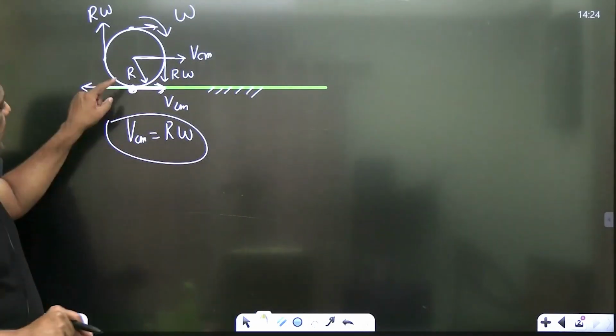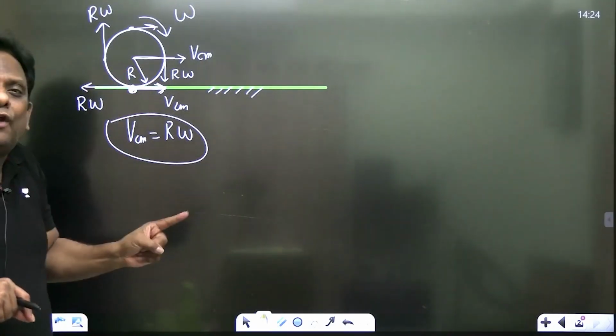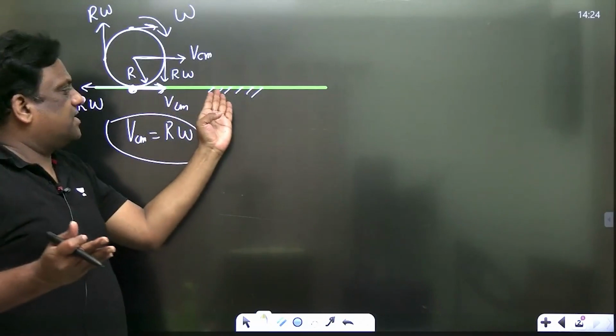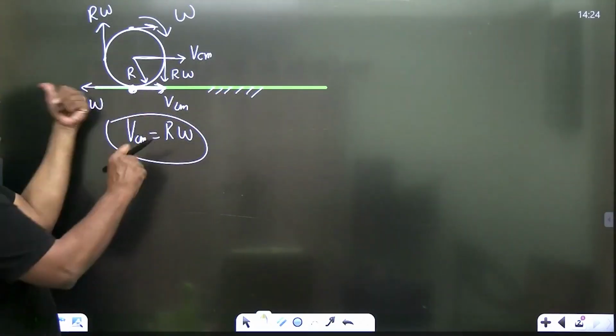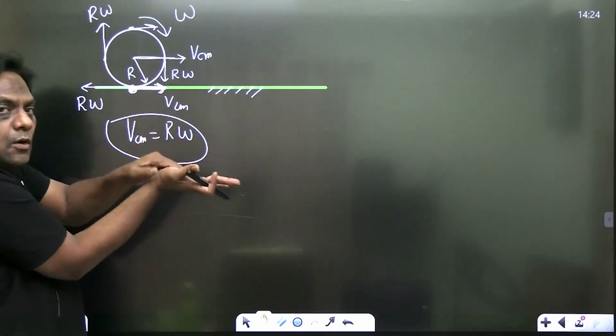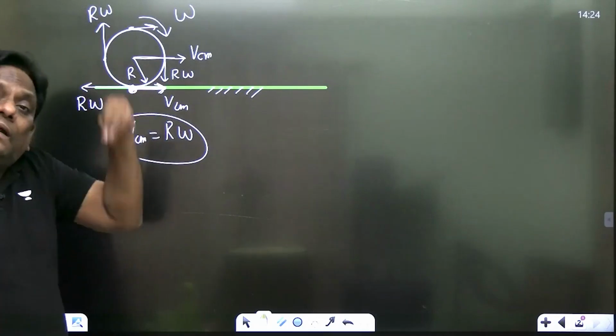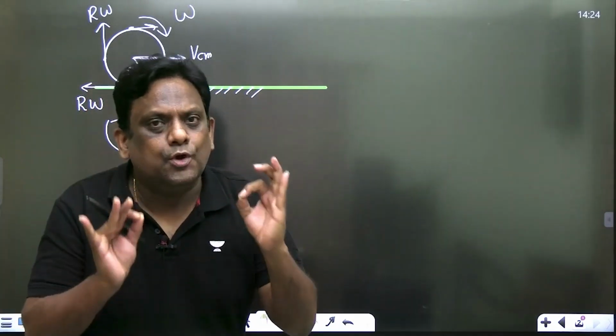It means when the net velocity at the point of contact is 0, there is no relative velocity between them, since the ground is already stationary. Now this point is momentarily stationary because v is equal to r omega. So here the velocity is 0. It means both the ground surface and the contact point, at that instant, have no relative velocity, and that is known as pure rolling.